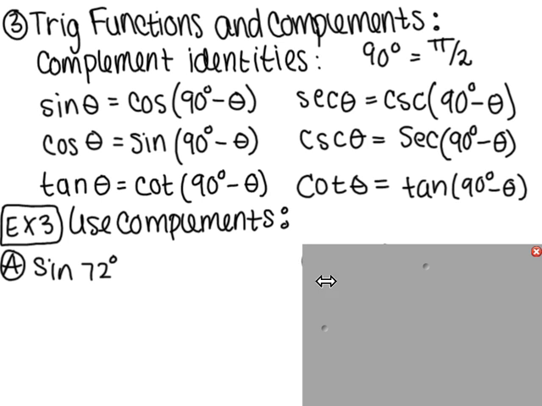So let's do this first one, sine of 72 degrees. I look up here at my identity, sine, here is sine, so that means its complement is cosine. I'm using degrees, so it's going to be 90 degrees minus 72 degrees. We do the subtraction of 90 minus 72, and we get 18.